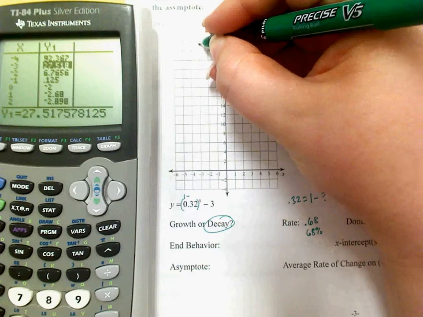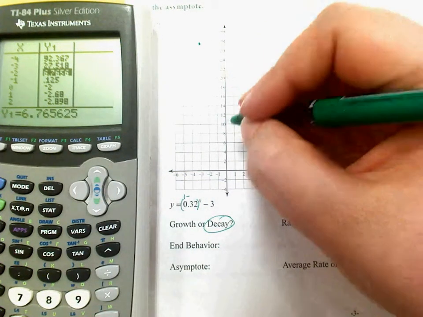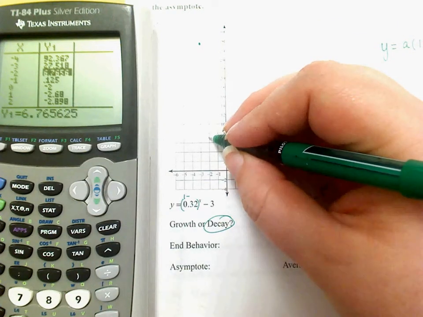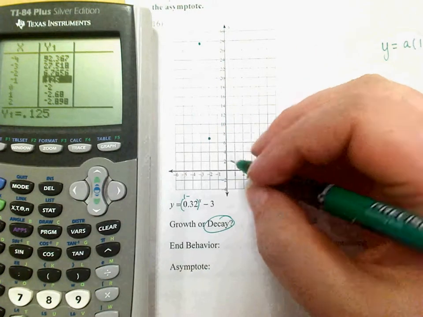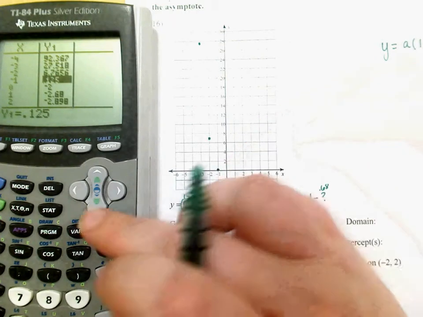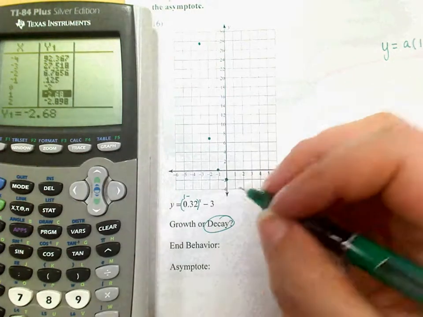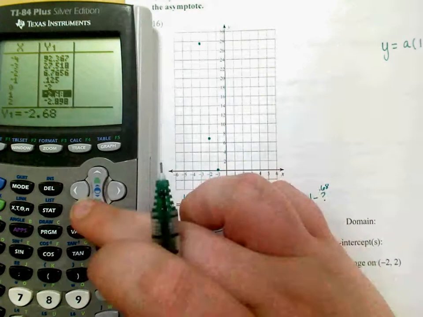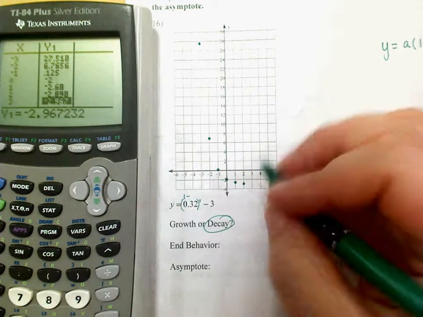At negative 2, I'm at 6.7, 6.8. So at negative 2, I'm at almost 7, so somewhere in there. At negative 1, I'm at 0.125. So there's 1, 0.125, which is right there. At 0, I'm at negative 2. At 1, I'm at negative 2.68. So there's negative 3, so somewhere in there. Negative 2.8, so almost negative 3, getting closer to negative 3, but not actually reaching it.